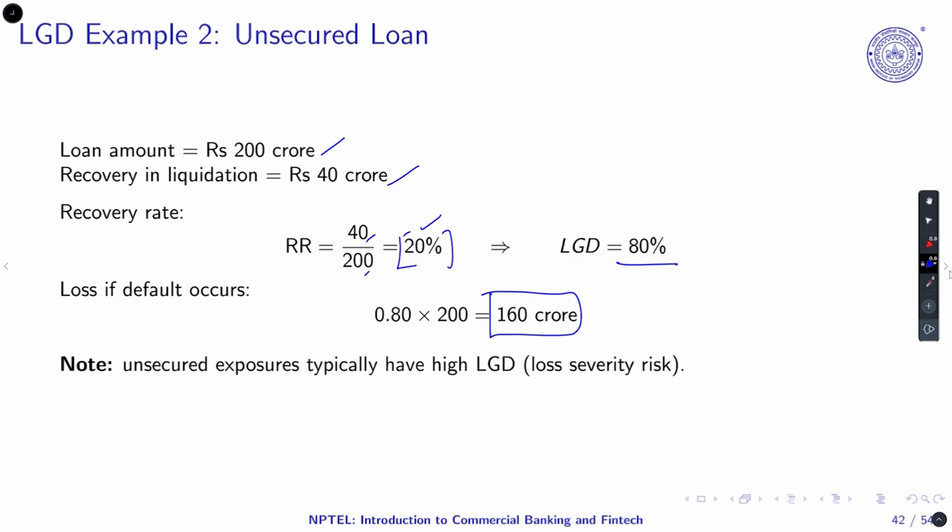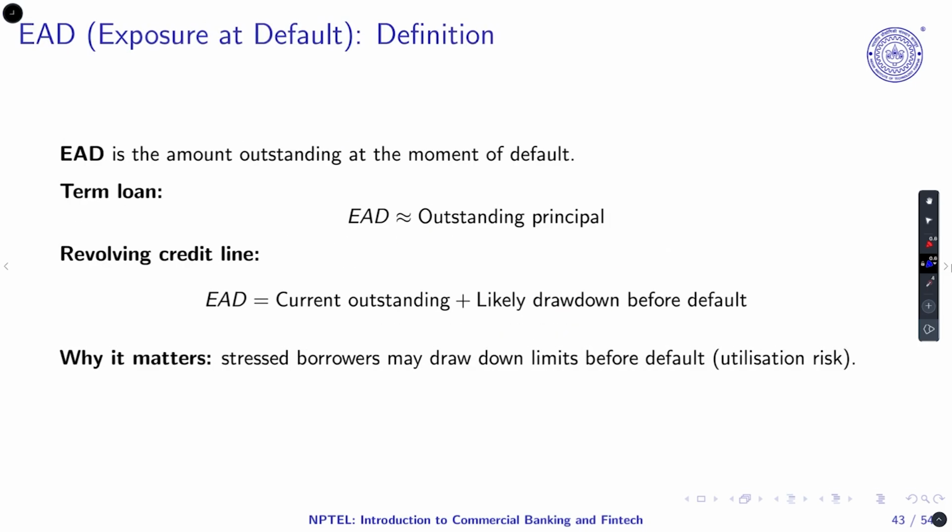This also talks about the vulnerability to the shock or default that we are going to see. Now, if I have to get into exposure at default, what do we have? Exposure at default is the outstanding at the moment of default.